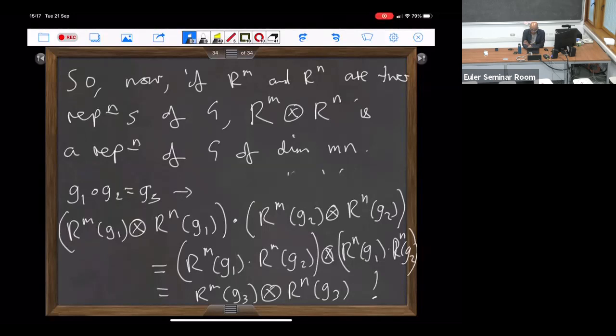And now, the first line is equal to taking the product in the m-dimensional representation of G1 and G2, tensored with the same thing in the n-dimensional representation. Well, the first bracket is just the m-dimensional representation of G3, and the second bracket is the n-dimensional representation of G3. So this proves that we get a representation this way.